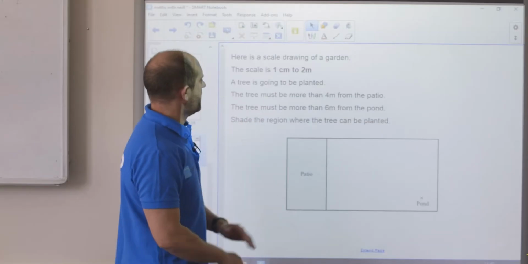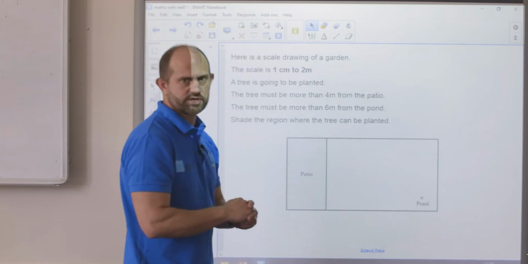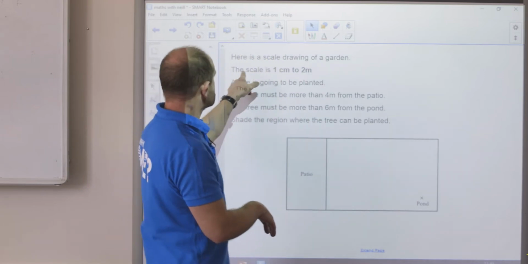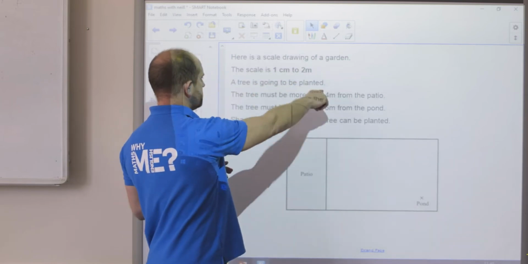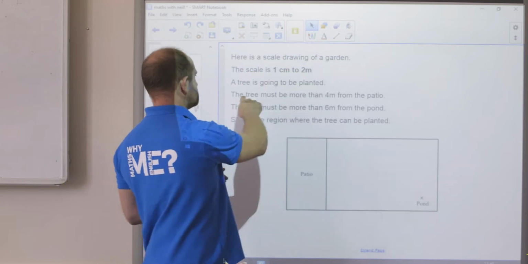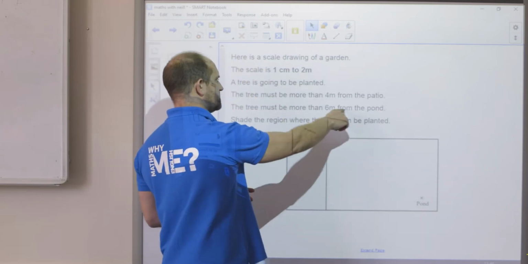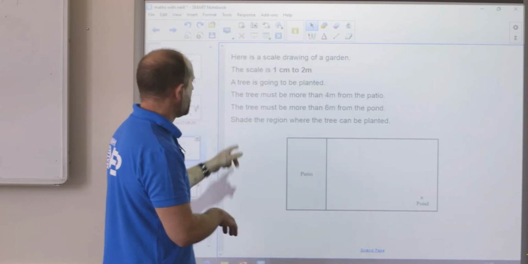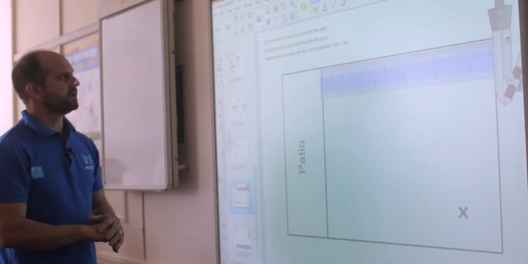Okay, the next thing we're going to look at then is one of those classic questions where we've got to find where we can plant a tree in our garden. So here we've got a scale where 1 centimetre equals 2 metres. The tree is going to be planted and the tree must be more than 4 metres away from my patio and at least 6 metres away from my pond down here. Okay, shade the region where the tree can be planted.